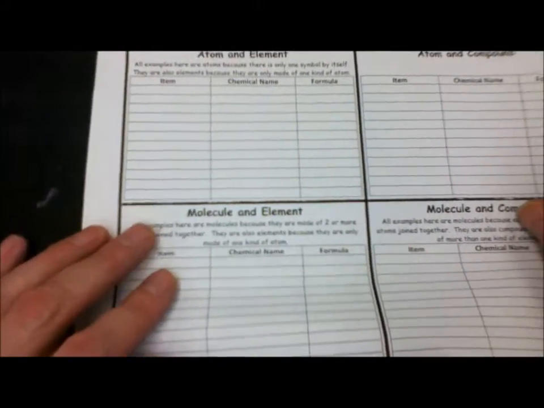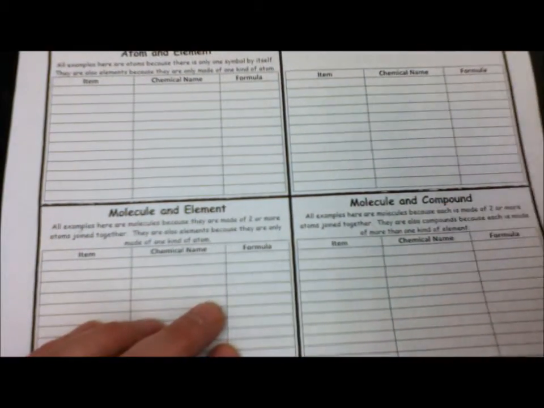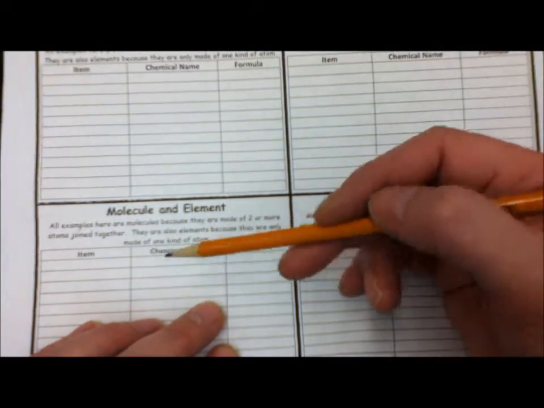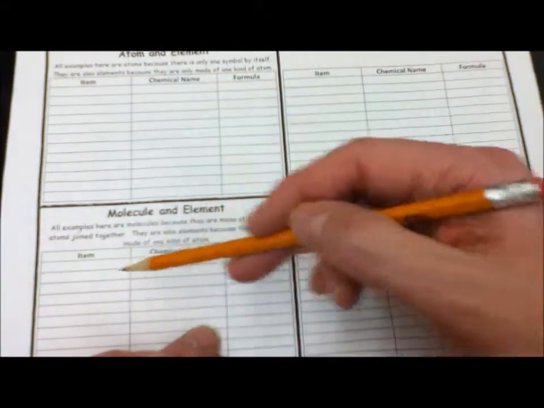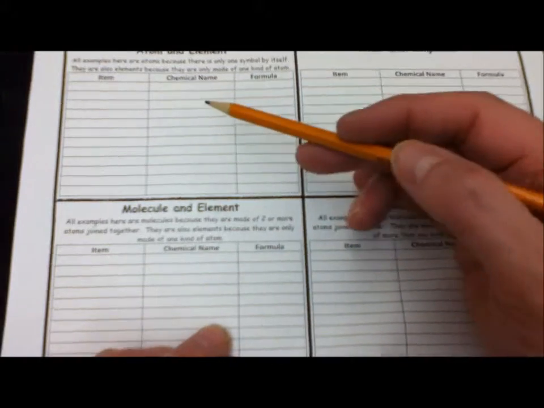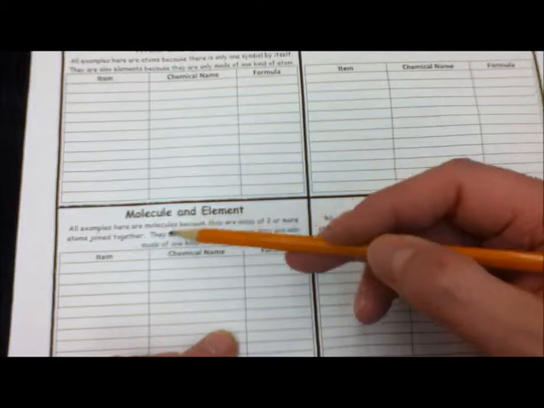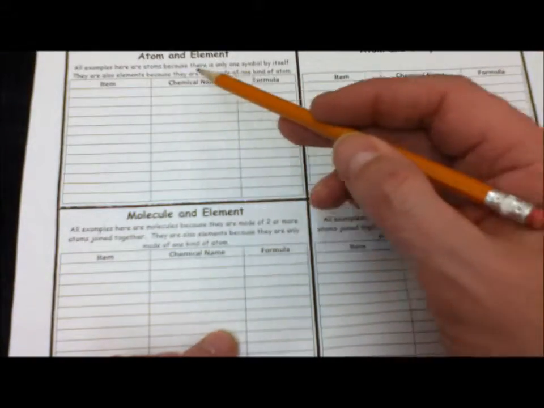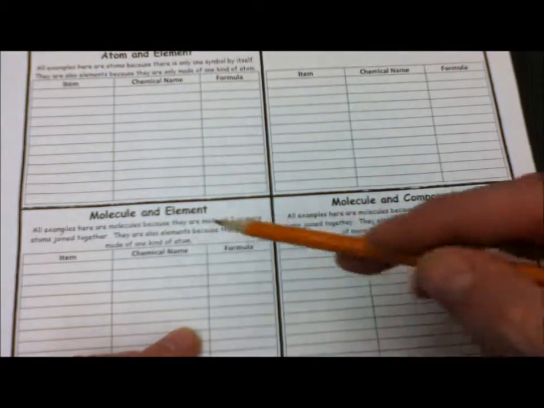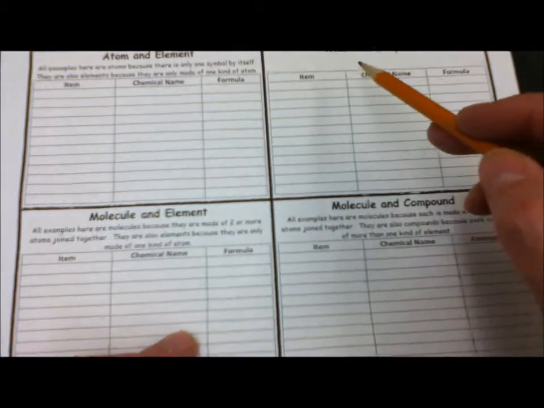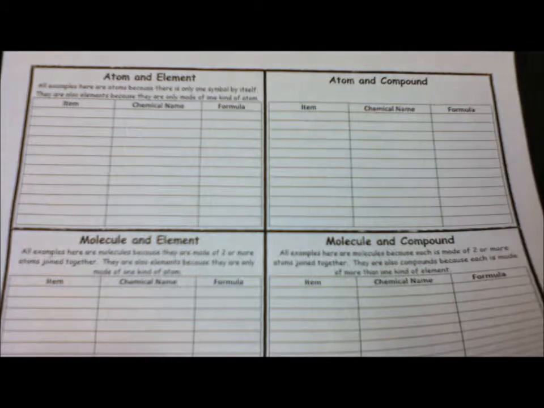Is it an atom and element? Is it a molecule and element? Is it an atom and compound, molecule and compound, whatever? So if you think something is a molecule and element, you take that information and you transfer it to here. Now there's also some statements, descriptions here that can be helpful. So make sure you actually read those. They're here, here, and here, and of course there's nothing there for atom and compound, and we talked about that before. So we'll do a couple examples together, and hopefully that will help clarify some things.